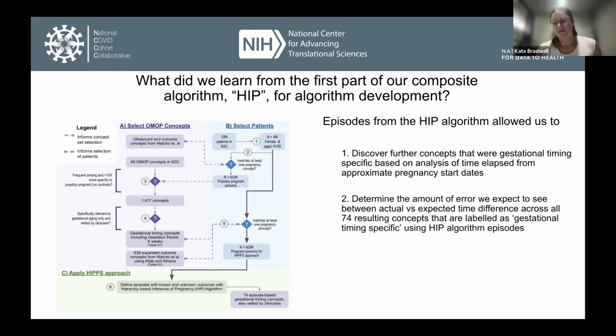And then also from that initial set of episodes, we were able to ask what's the amount of error that we are seeing? For example, concept A should occur at month 5 during pregnancy, and concept B should occur at month 7, so we expect a 2-month difference between those concepts. Are we actually seeing a 2-month difference in the record dates between those concepts in the episodes? The amount of variance that we're seeing around those expected time periods gives us an idea of the buffer we need to add if we're going to be looking for a progressing pregnancy using those further concepts that we've found with the initial set of episodes.